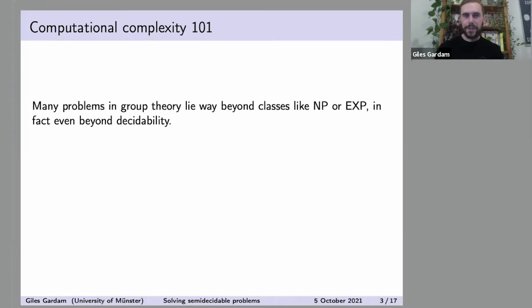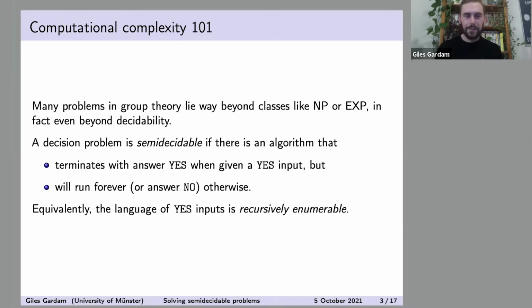But on the other hand, a lot of questions are at least half or semi-decidable. A problem is semi-decidable if there's an algorithm that will terminate and give us the answer yes when we're given an input for which the answer is indeed yes. But otherwise it might run forever. Or maybe it'll stop after some time and say no. But at any rate, we only have a guarantee of termination on the positive inputs. So semi-decidable, only half of the problem is decidable. For the other half, we don't really know what's going to happen. Equivalently, we could say that the language of all the yes inputs is recursively enumerable.